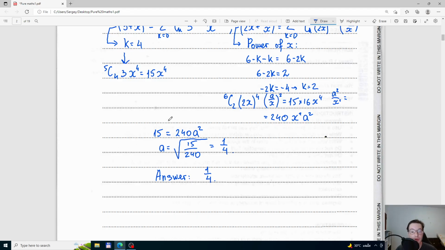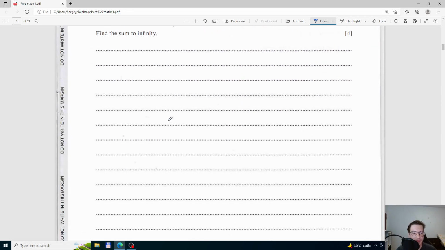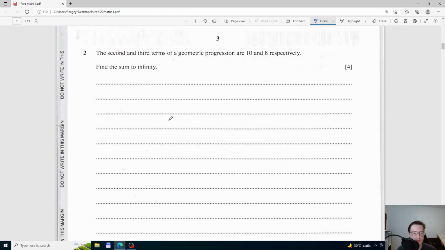Okay, now let's move on to the second question. Now this is about the geometric progression. We know that the second term, I will call B2, equals 10, and the third term equals 8. So B3 equals 8. And we're looking for the sum to infinity.